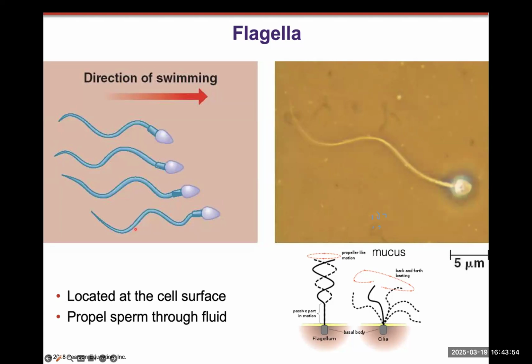And if you do a cross section of it, it's a little bit more complex than cilia, but it's still made up of microtubules. It has ATP or energy because it has to move, and this will cause the sperm to propel through the fluid.